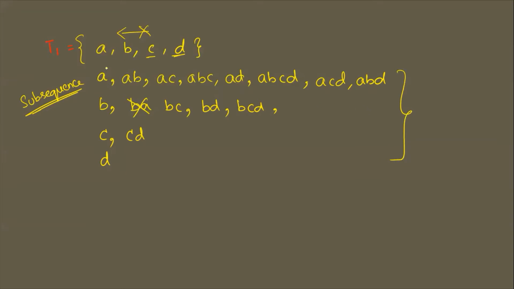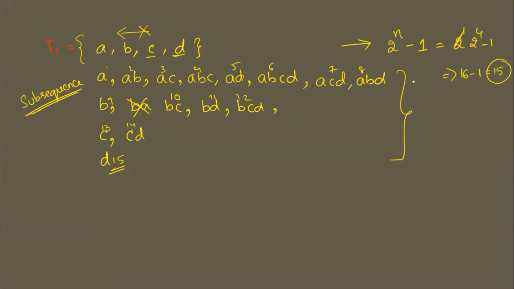If you count, 1, 2, 3, 4, 5, 6, 7, 8, 9, 10, 11, 12, 13, 14, 15 subsequences I can form for this. So what is the number of possibilities? The number of items is 4, so 2 raised to the power n minus 1 possibilities I can make. That is 2 to the power 4 minus 1, which is 16 minus 1, 15 subsequences that I can form. Okay, so that is with T1.